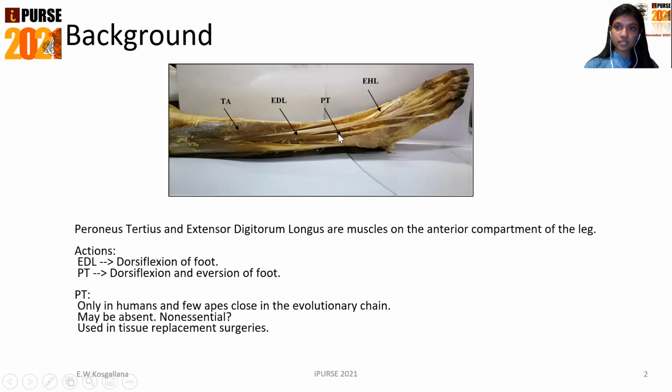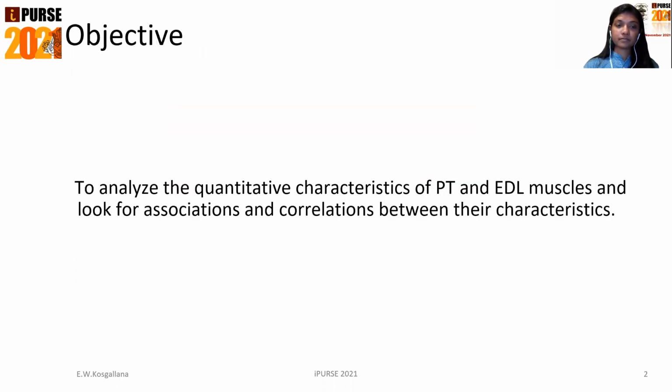This Peroneus Tertius muscle is a peculiar muscle. It is found only in humans and the few apes closest in the evolutionary chain. It may be absent in a minority and is considered non-essential by some. It is used extensively in tissue replacement surgeries.